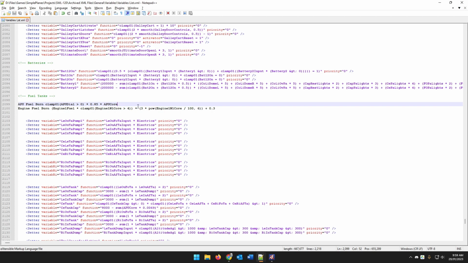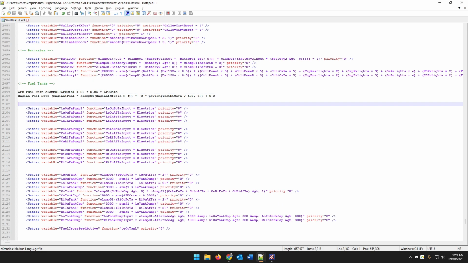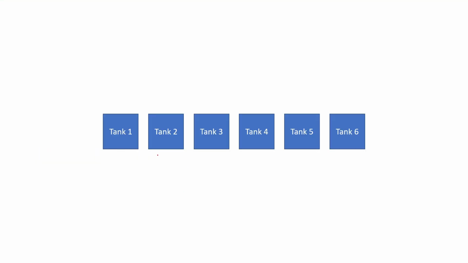So these give our values in kilograms per second. So that is our fuel draw done. Now I just need to do one more bit of theory, then I can actually get to coding, which is how I'm going to really code this. So here we have all 6 of the fuel tanks of the plane. Now I'm going to talk about the fuel crossfeed system.